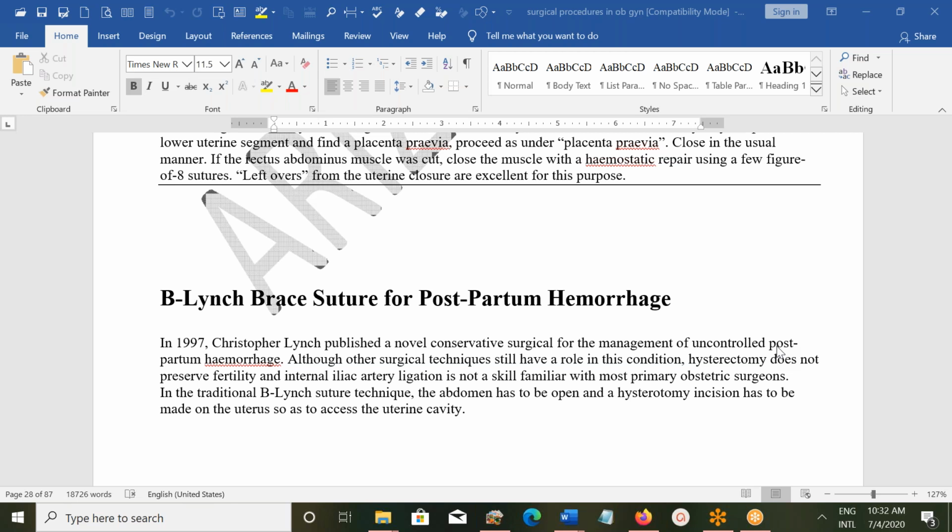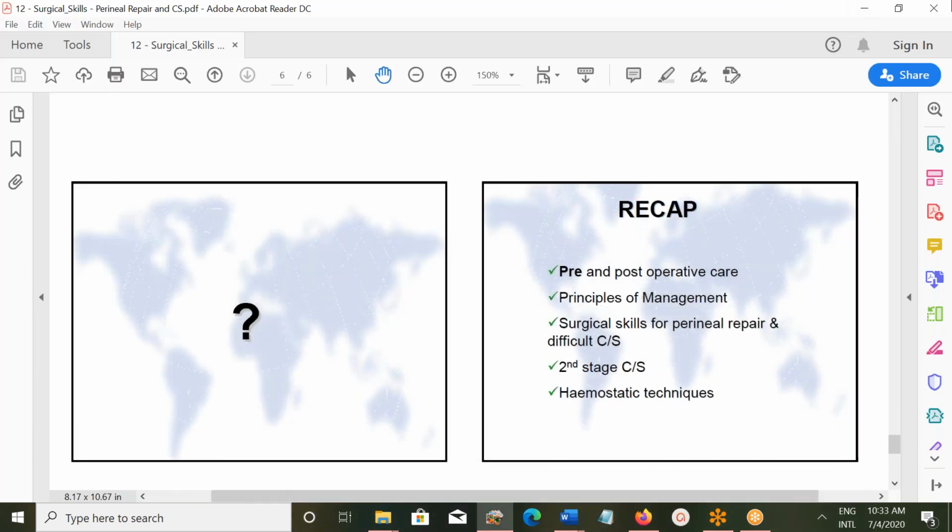Do you have any questions so far? No. So if you are taking consent from a patient for cesarean section, what would you like to tell her?